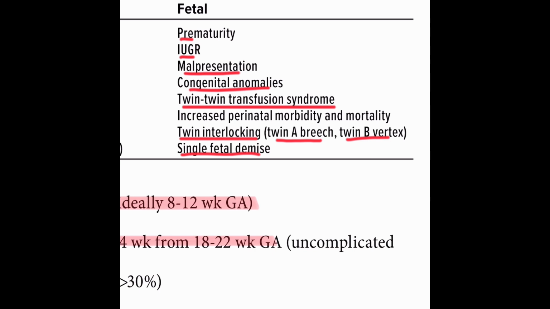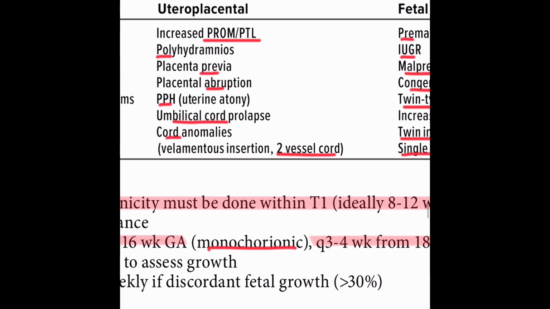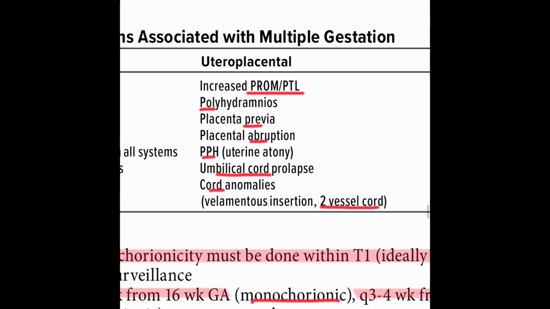And then twin interlocking. What if twin A is breech and twin B is vertex, and they get interlocked between each other? So twin interlocking and single fetal demise. So these would be fetal complications.